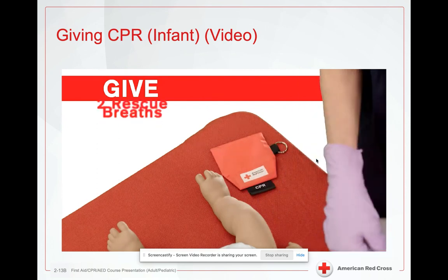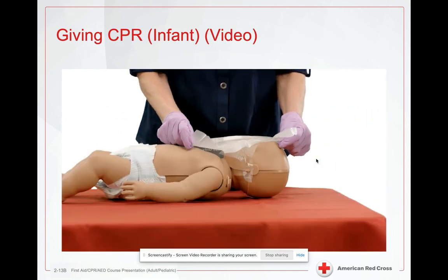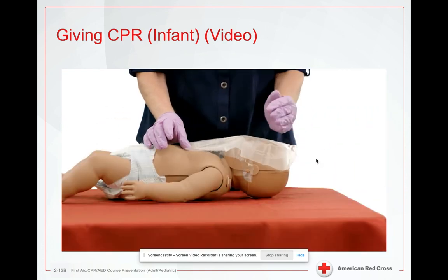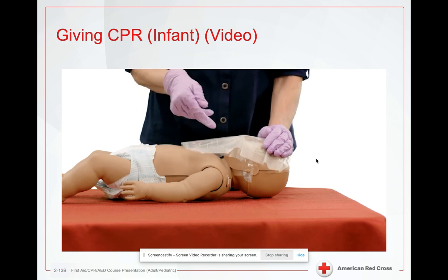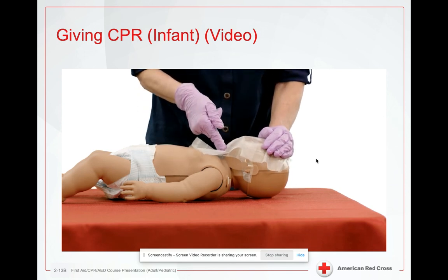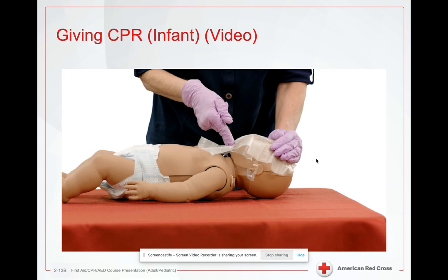First, place a breathing barrier over the infant's nose and mouth. Then, open the airway by putting one hand on the forehead and 2 fingers on the bony part of the chin and tilting the head back to a neutral position.